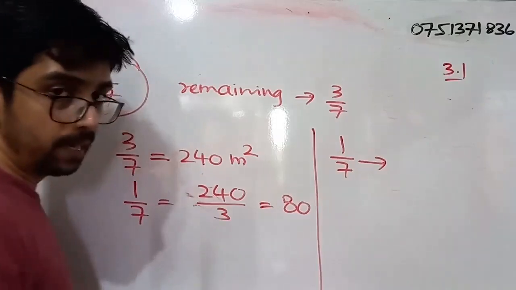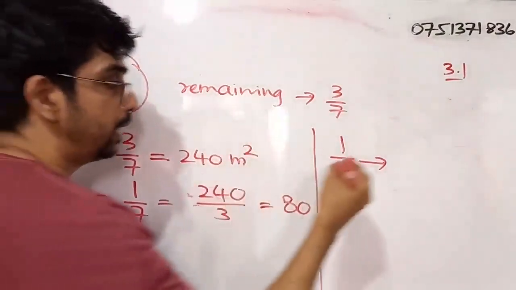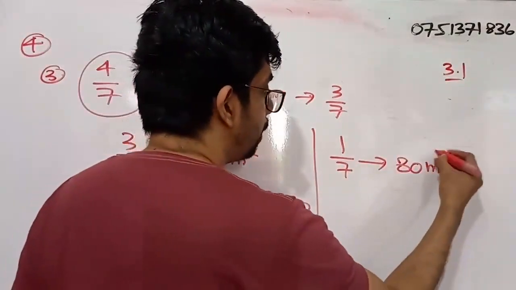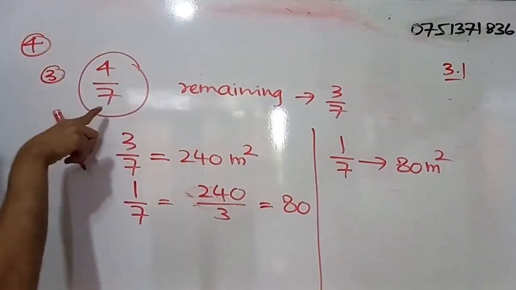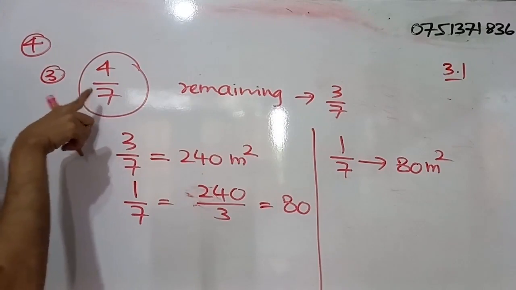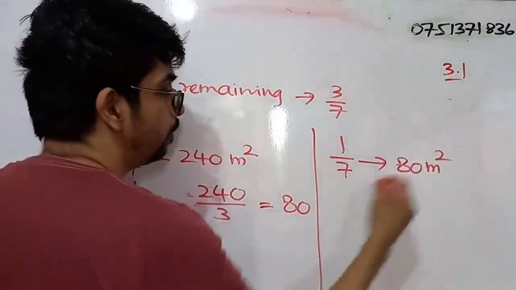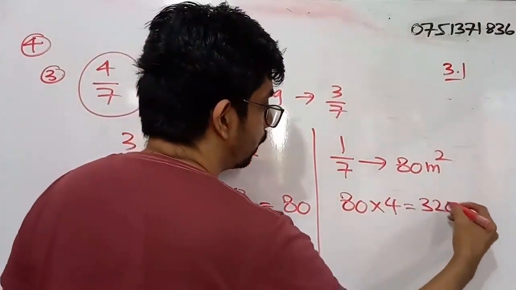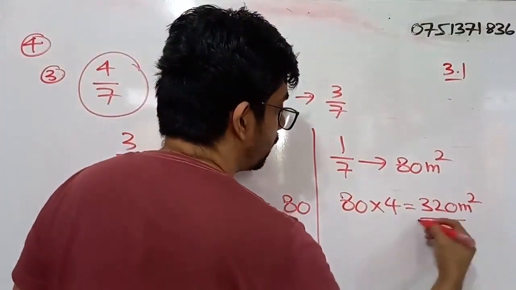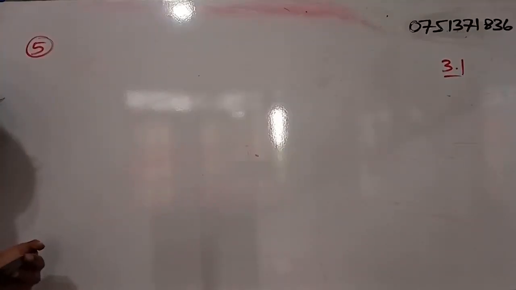So that means 1/7 of the land is equal to what? 80 square meters. So what is the amount of land Pradeep owns as a fraction? 4/7. So we have to multiply this by what? 80 by 4. So we get what? 320 square meters.